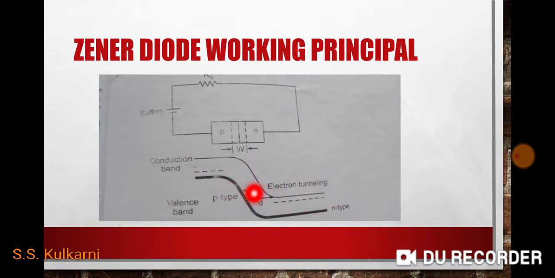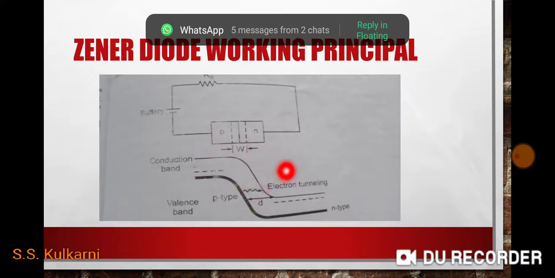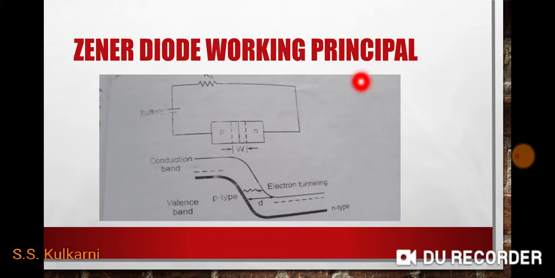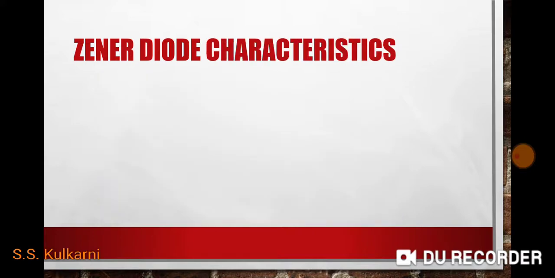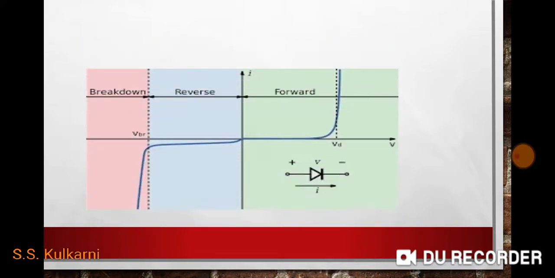When more electrons jump, the reverse bias current increases and the breakdown takes place, and a tremendous current flows through the Zener diode. Hence, we conclude that at a particular voltage, that is Vz, Zener effect or Zener breakdown takes place and a large amount of current flows through the diode. It happens at a constant voltage, that is known as Zener voltage Vz. Now, let us move towards the characteristics of Zener diode.